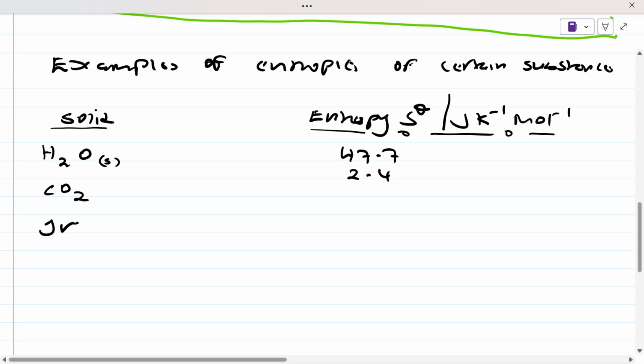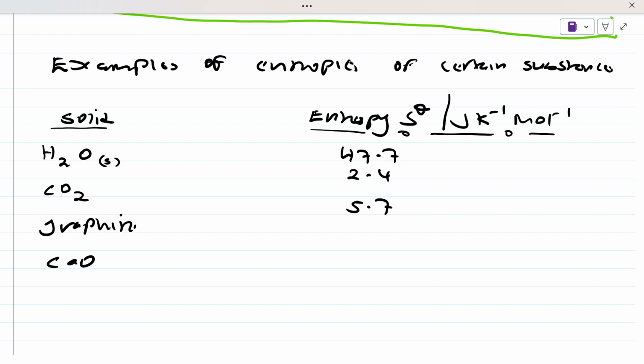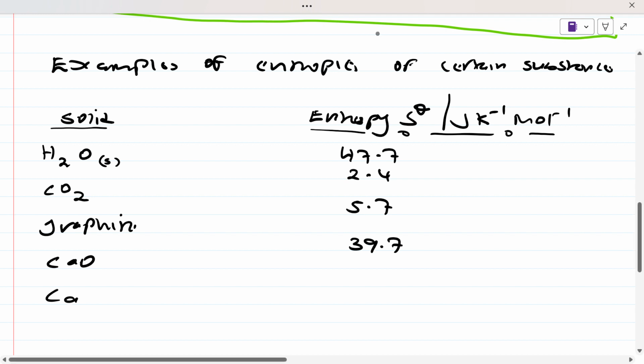Graphite has an entropy of 5.7. If you check your data booklet, calcium oxide, I'm just giving you a sample of them because these are the ones that I'm going to use in the examples of calculations that we are going to do here. It's 39.7. Calcium carbonate, it's 92.9. Those are examples of solids.